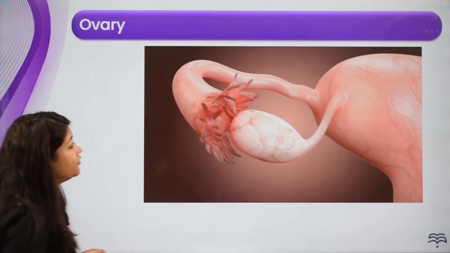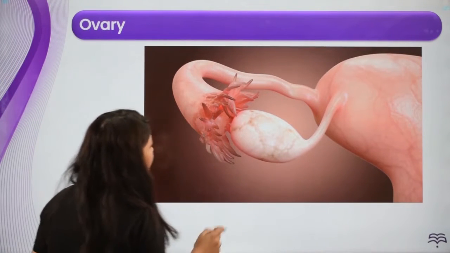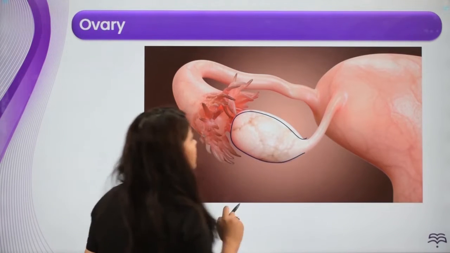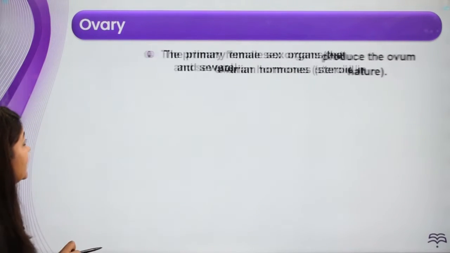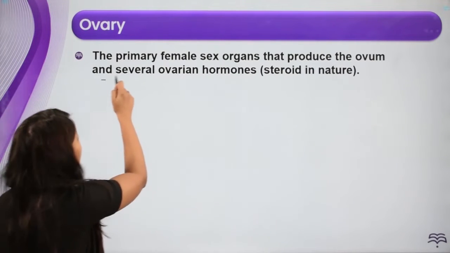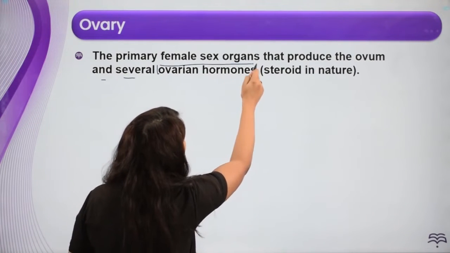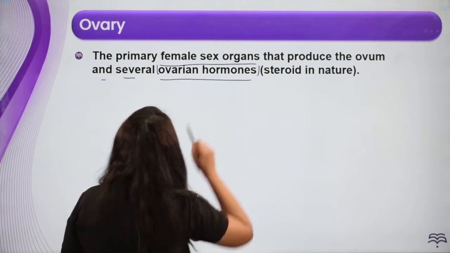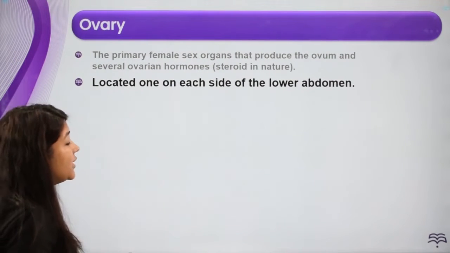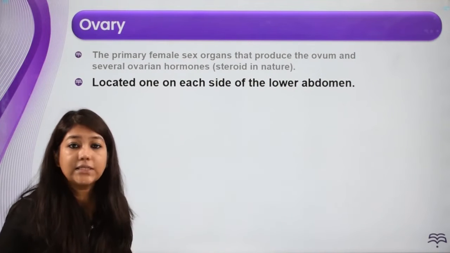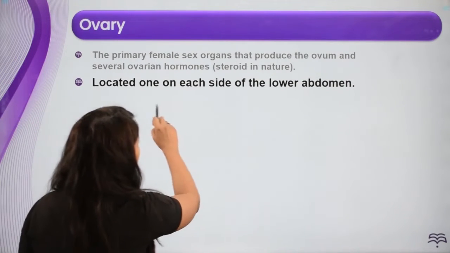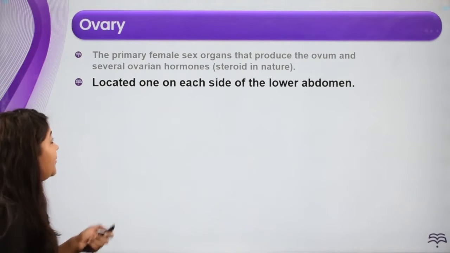Now let's start our discussion with the ovary. See here in front of you, a very beautiful diagram of the ovaries. This structure is your ovary. The primary female sex organ produces the ovum and several ovarian hormones which are steroid in nature. This is the main function of the ovary. Along with the gametes, along with the ovum, the hormones are also produced here. The ovaries are located on each side of the lower abdomen.